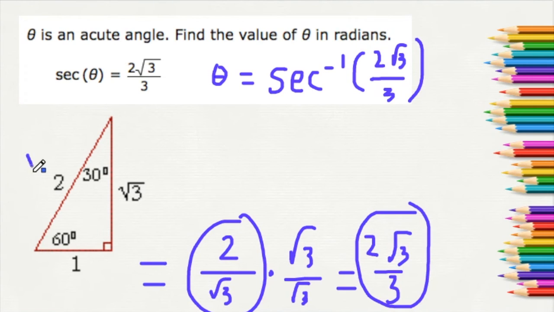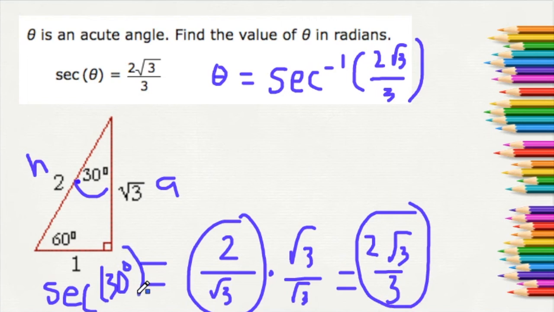Now what is 2 divided by root 3? Well, 2 is the hypotenuse and root 3 is the adjacent side. And we know this because we're working with secant, which is hypotenuse divided by adjacent. So we know that we can't use 60 degrees. We have to use 30 degrees because root 3 is adjacent to 30 degrees. So we know that secant of 30 degrees equals 2 root 3 over 3. So theta is 30 degrees.